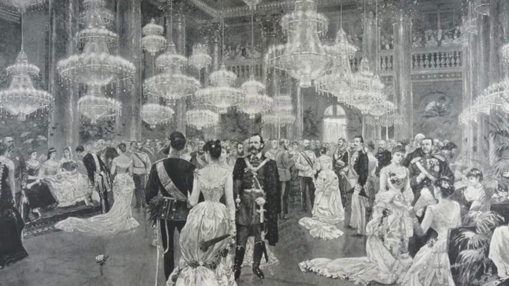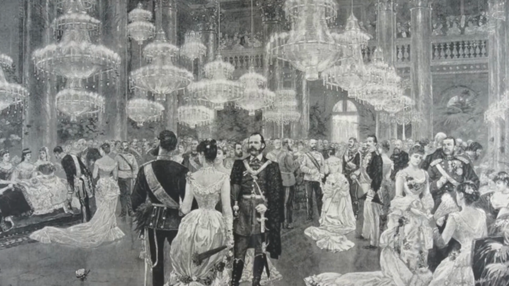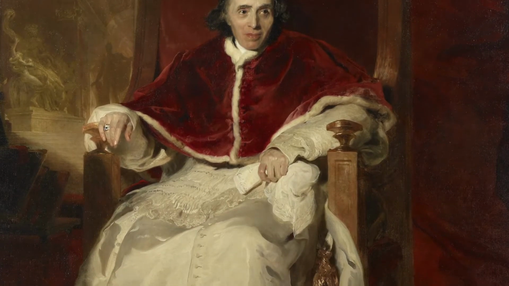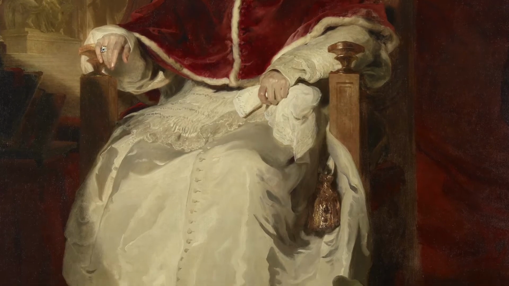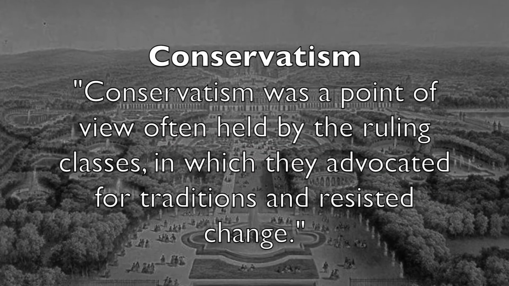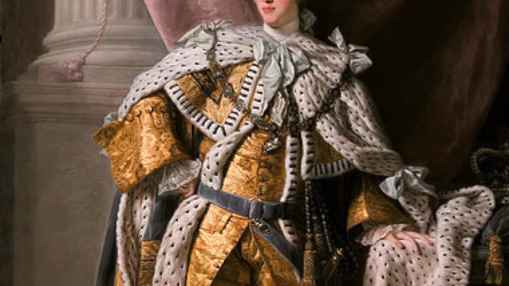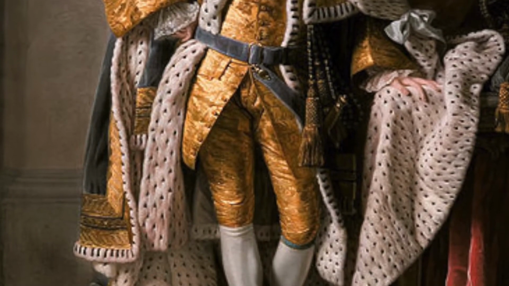With the wars behind them, European countries were able to focus on social issues and ideologies instead of warfare. One main ideology favored by monarchies, aristocracies, and the church was conservatism. Conservatism was a point of view often held by the ruling classes, in which they advocated for traditions and resisted change. Conservatism tended to have a paternalistic view towards the working class.